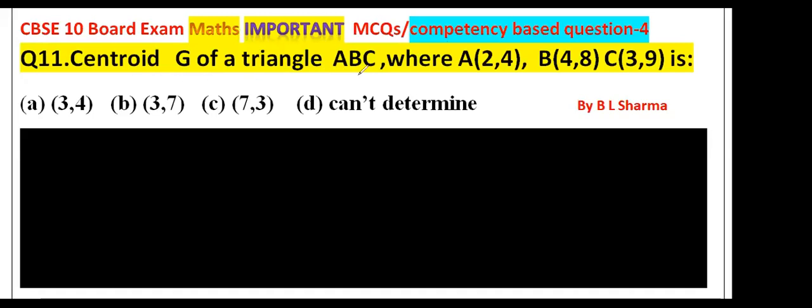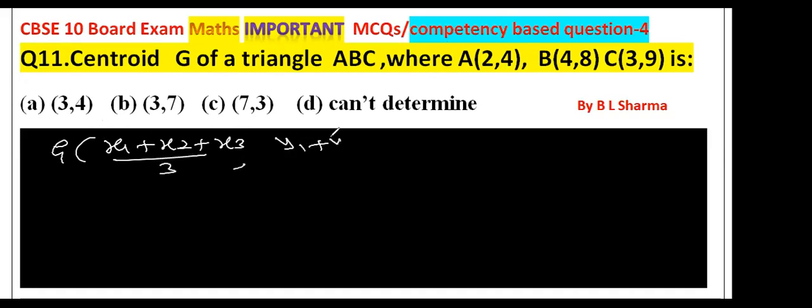Centroid G of a triangle ABC where the coordinates of points A, B and C are given. We are told that the centroid is the point in a triangle where the three medians intersect. The point of intersection of all three medians of a triangle is said to be the centroid of the triangle, and it is given by x1 plus x2 plus x3 by 3 and y1 plus y2 plus y3 by 3.